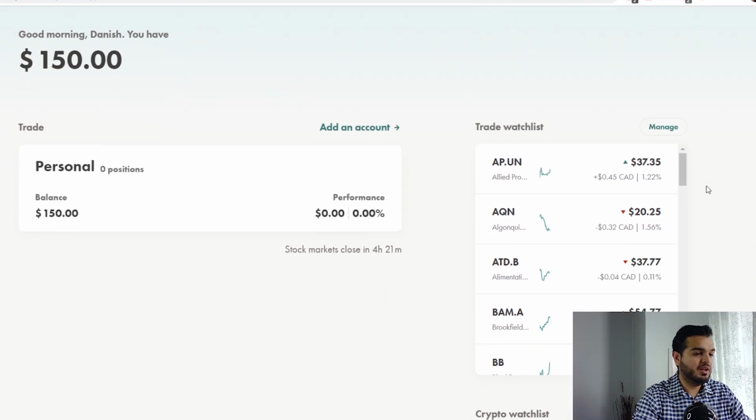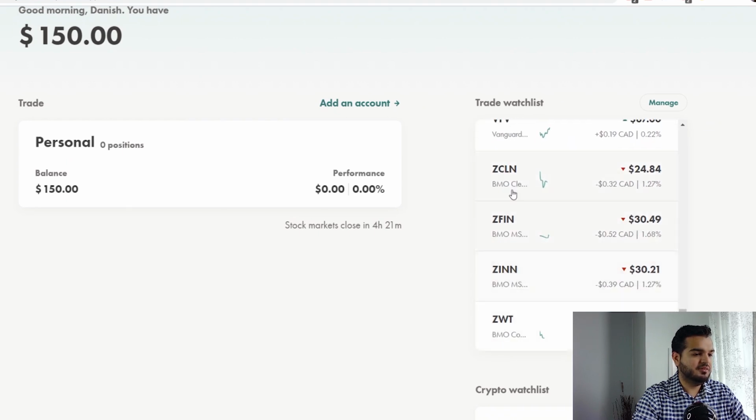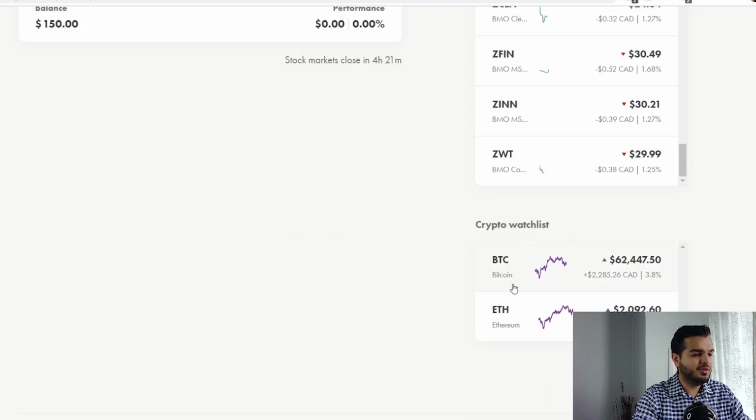On the side, you can manage a watch list. And I've already added some stocks and ETFs on this watch list for the purposes of this portfolio. And if you scroll further down, you'll get a live feed of what the Bitcoin prices and Ethereum trading in Canadian currency. This watch list was set up by default when I opened up my account.